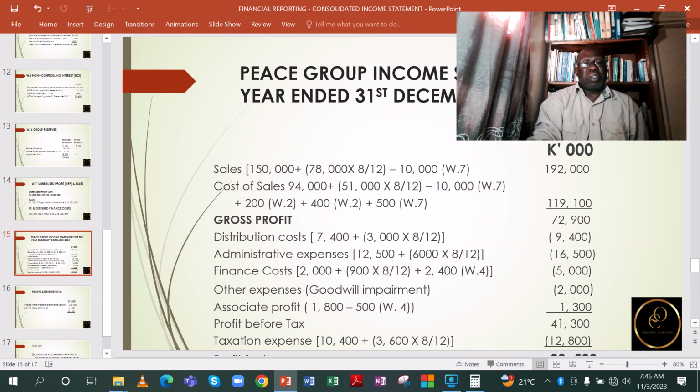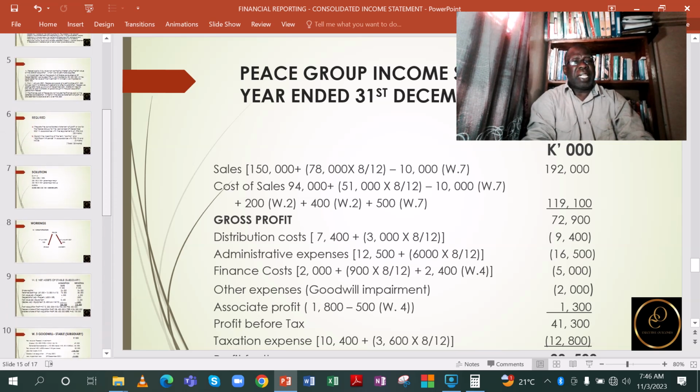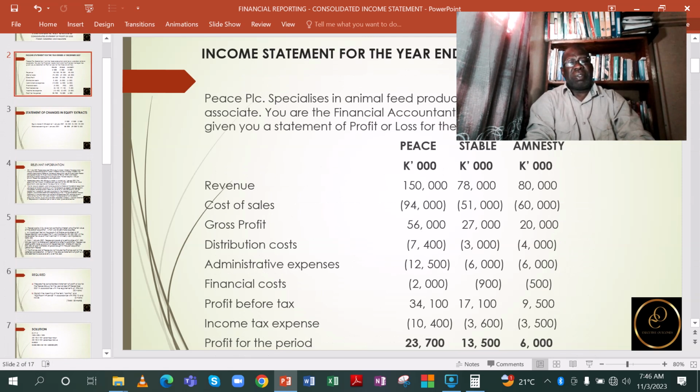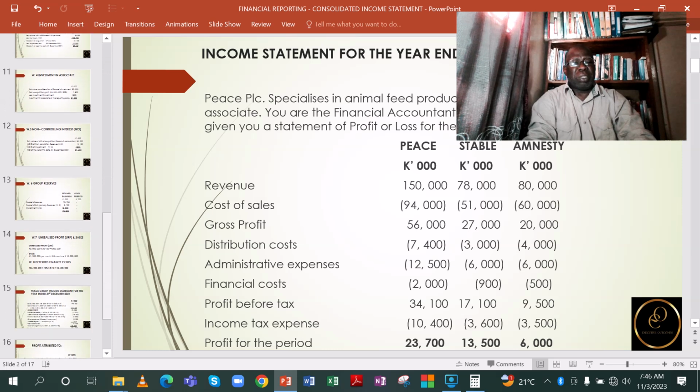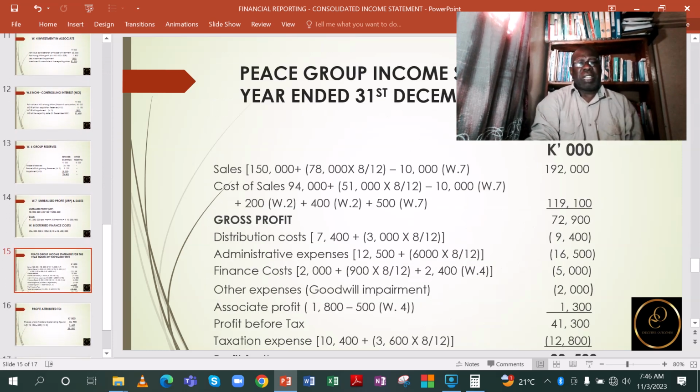Then we go to the cost of sales. You get the cost of sales under the parent, which is 94 million, and the cost of sales under Stable, which is 51 million. Then we apportion it to get 8/12 of that, and add it to 94 million. And there are a few adjustments I want to explain, which you need to be familiar with in this particular case. So the first part is what I was saying: you get 94 million, add 8/12 of 51 million from Stable.